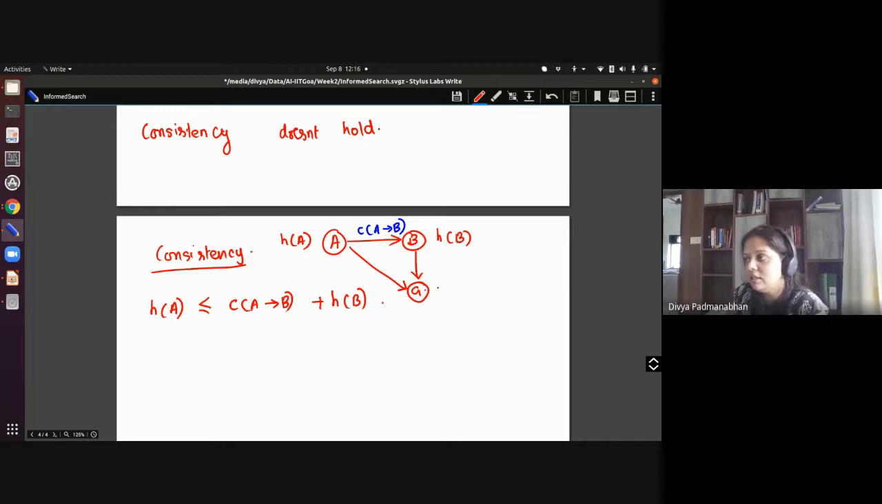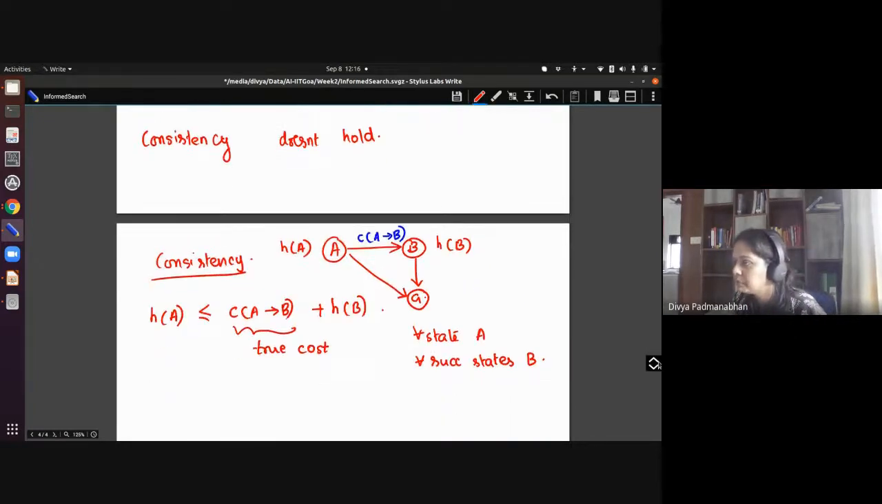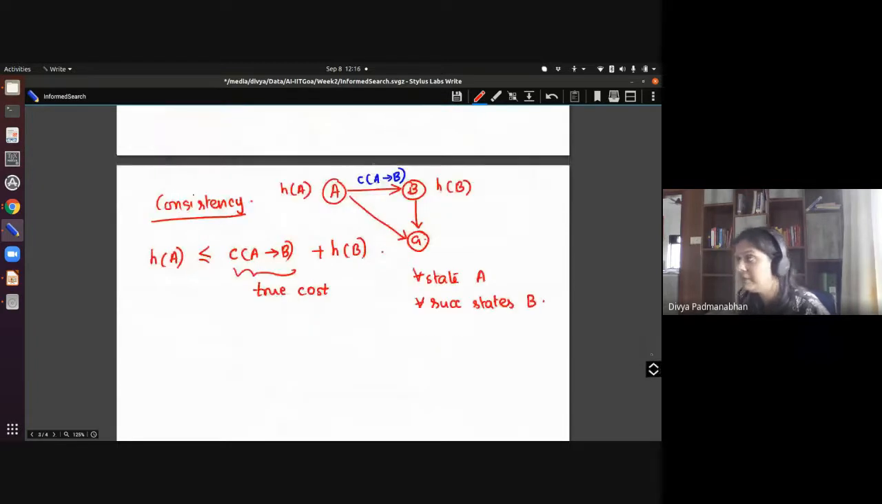It can never exceed this value, because if you have to get from A to G, then going via B is also one candidate path. So the heuristic cost should not exceed the cost of going via B. This is what consistency means, and it should be true for every state A and for all successor states B. When this holds, you say that the heuristic is consistent.